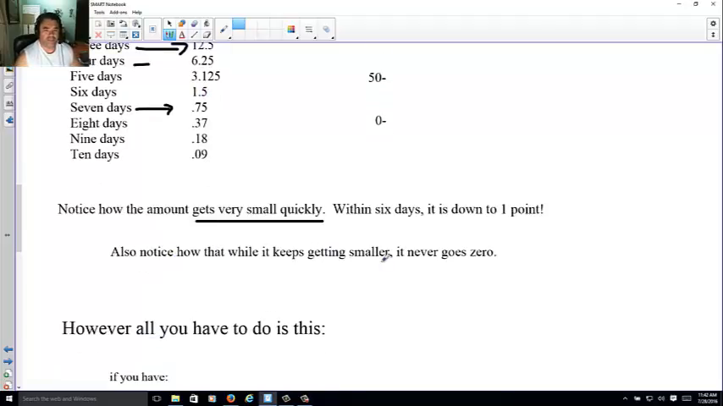Notice how while it keeps getting smaller, it never goes to 0. So exponentially things getting smaller does not mean it's nothing. It just means it keeps getting smaller and smaller.